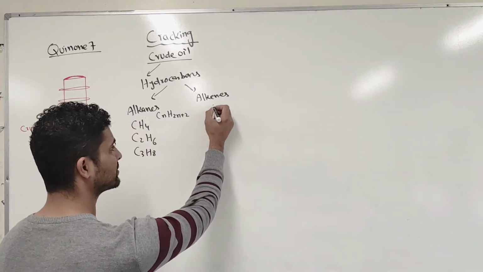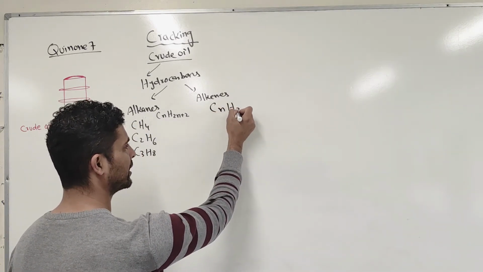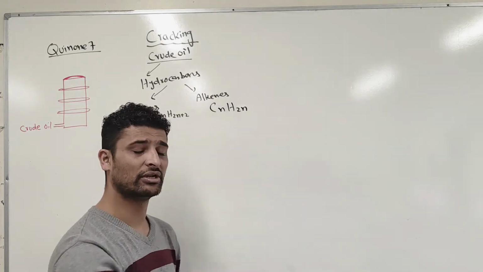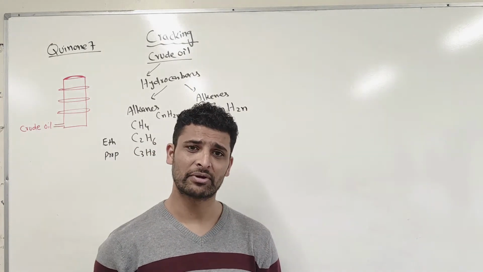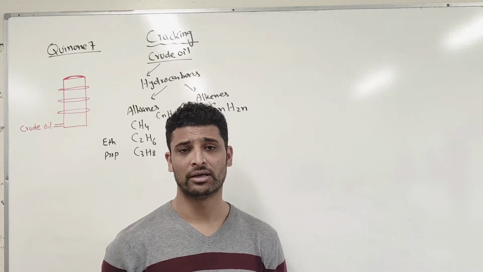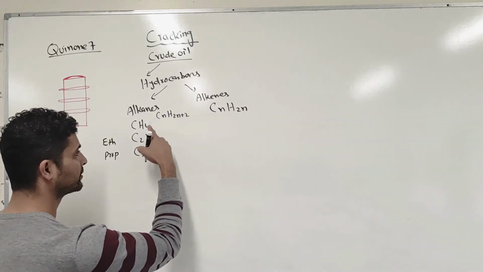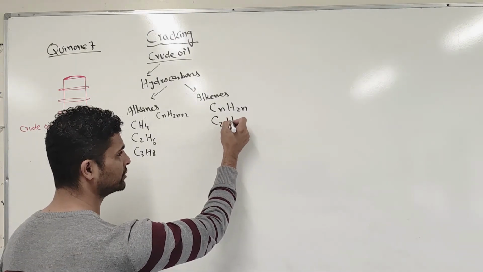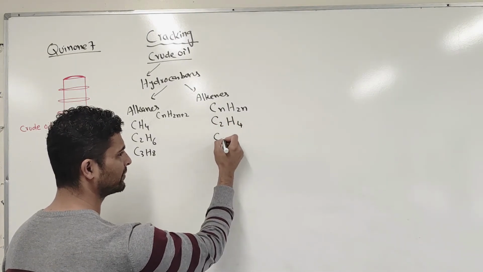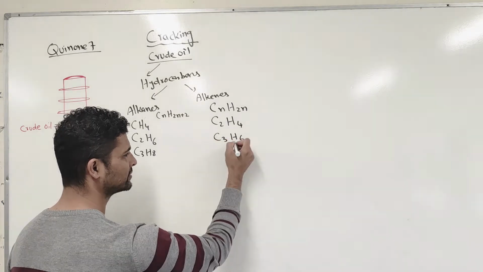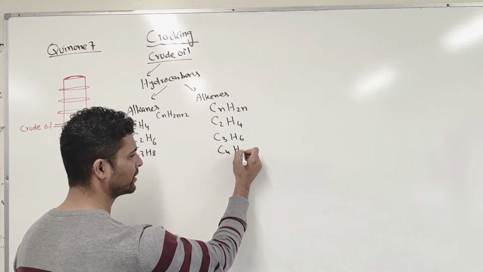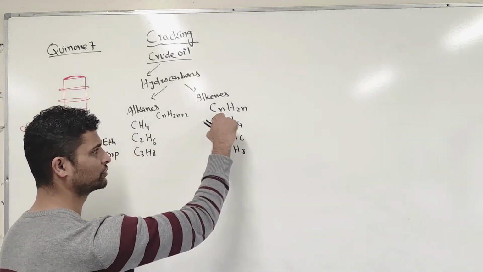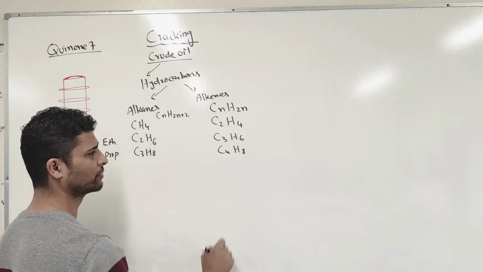Now, alkenes, on the other hand, the general formula is CnH2n. If you do not remember this general formula, the number of hydrogen atoms is going to be double the number of carbon atoms. So the smallest alkene is C2H4, and then you have C3H6 and C4H8. So the hydrogen number is double. You put 2 there, so C2H4.